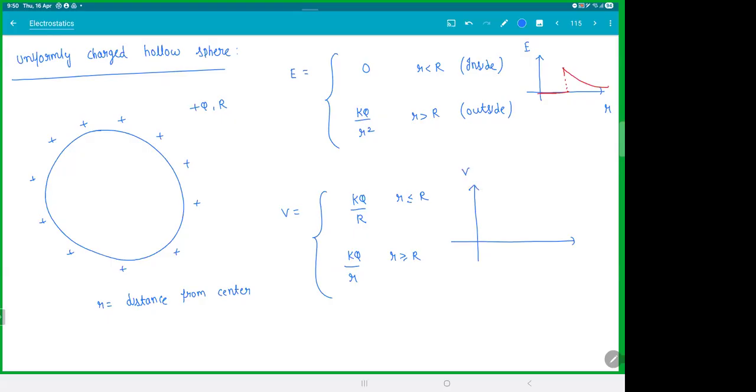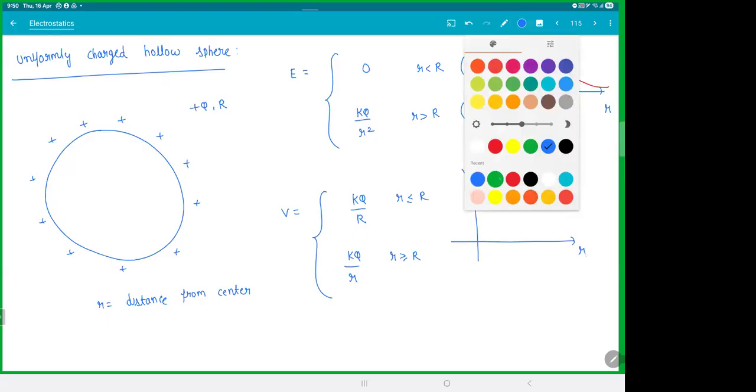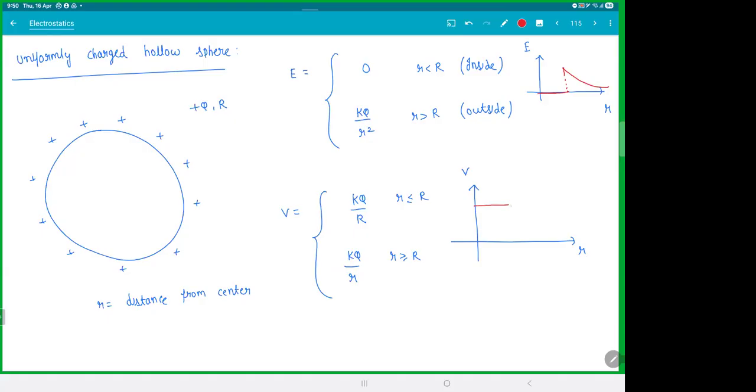So if you try to plot a V versus r graph, it would be constant and then it drops. These are the results for a hollow shell. Clear?